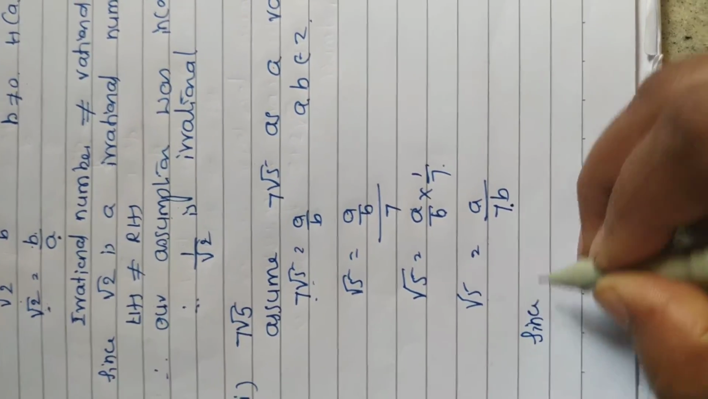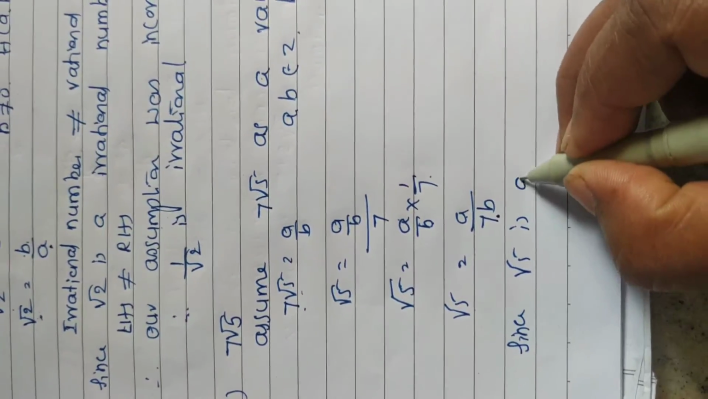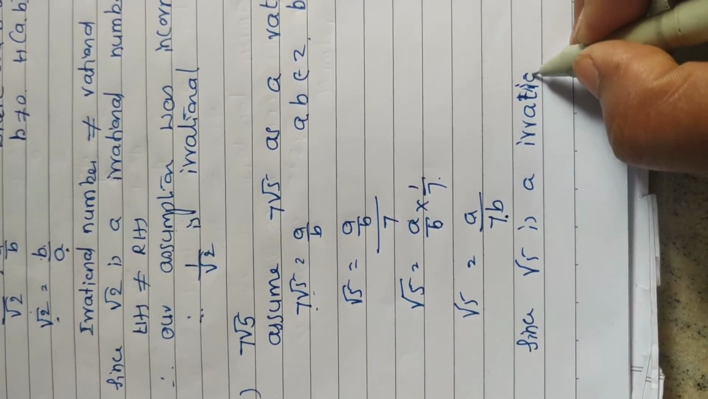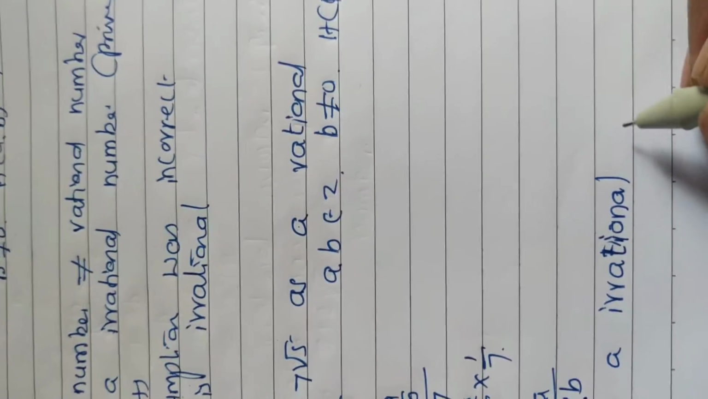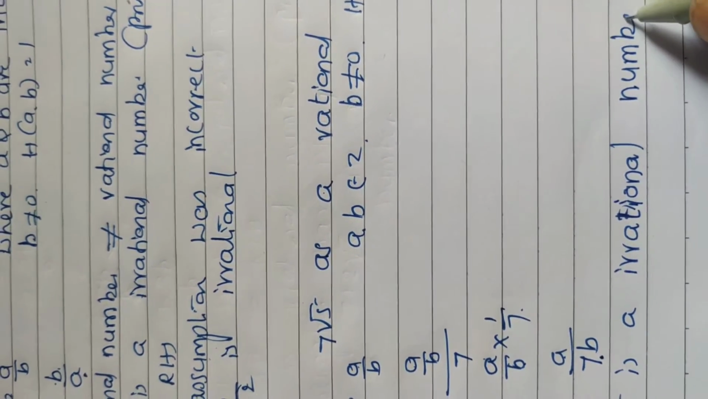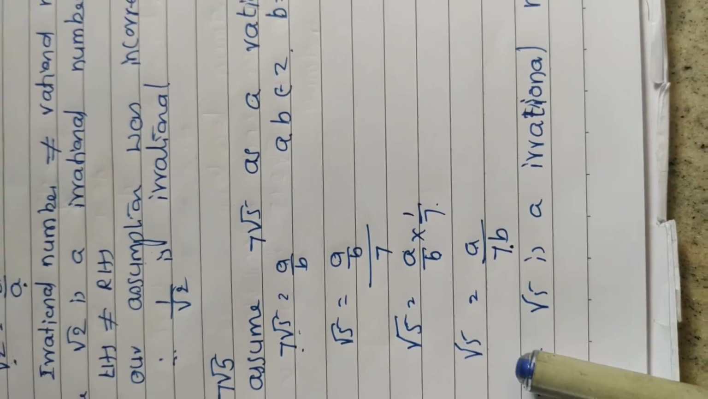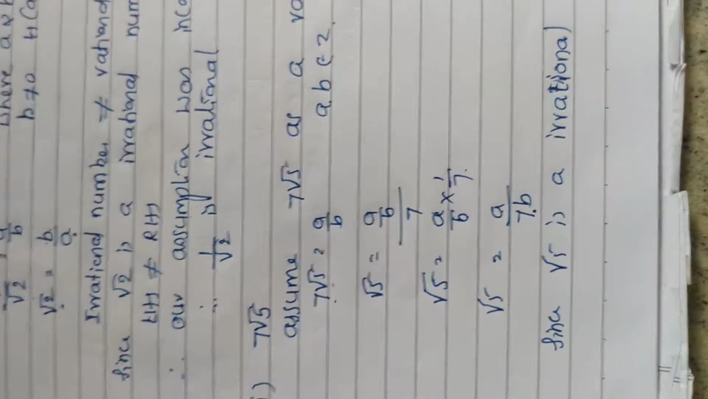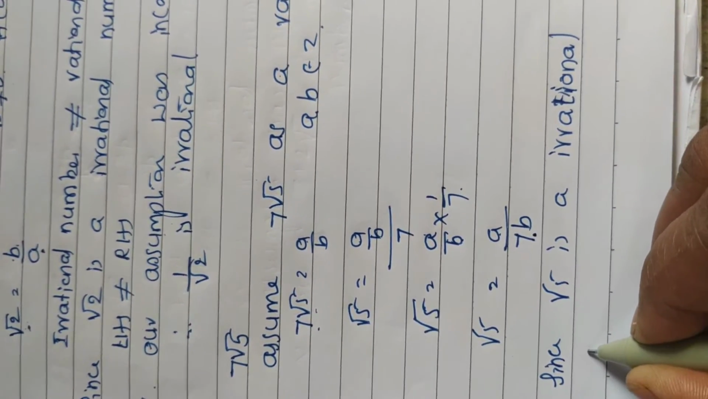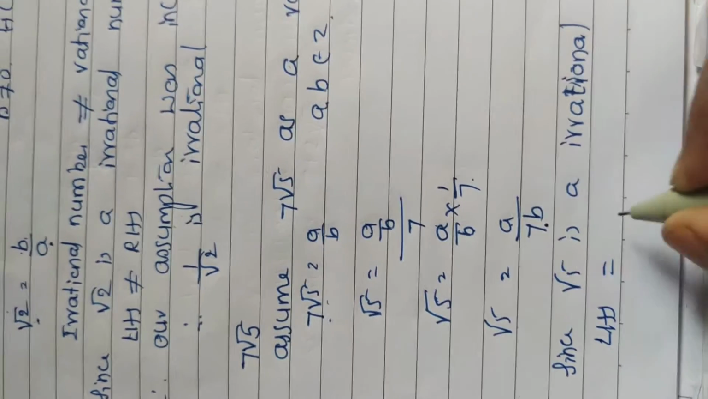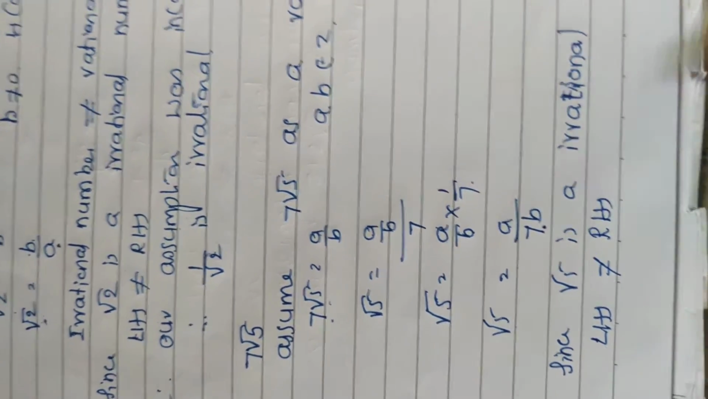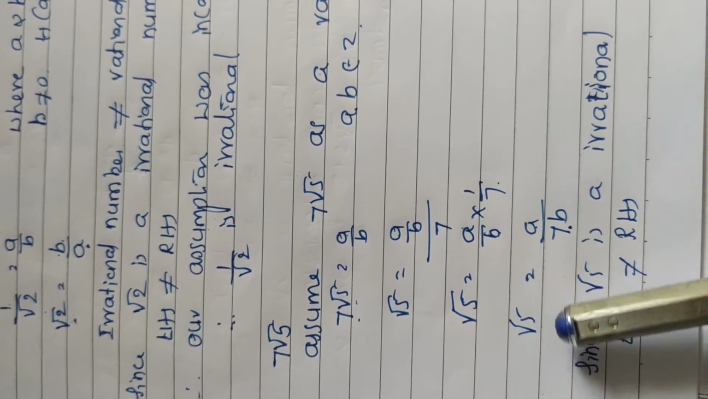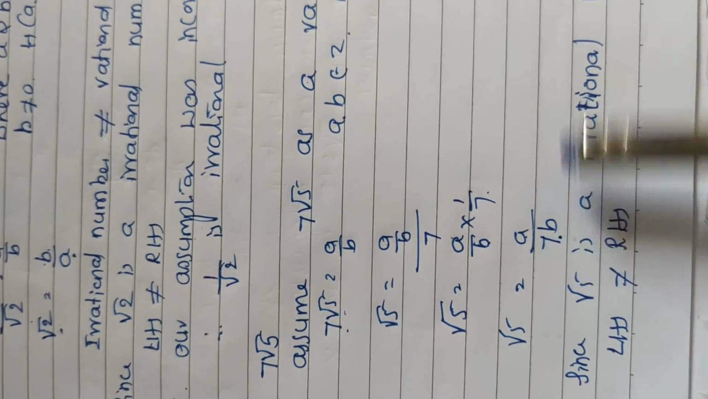Therefore, since root 5 is an irrational number, and one more fact is that an irrational number is never equal to a rational number, here LHS is not equal to RHS. What does this statement mean? LHS not equal to RHS means an irrational number not equal to a rational number.